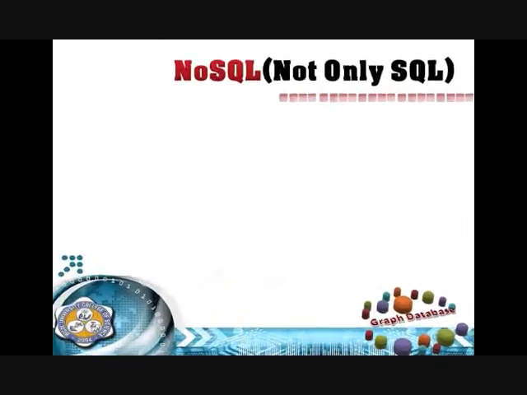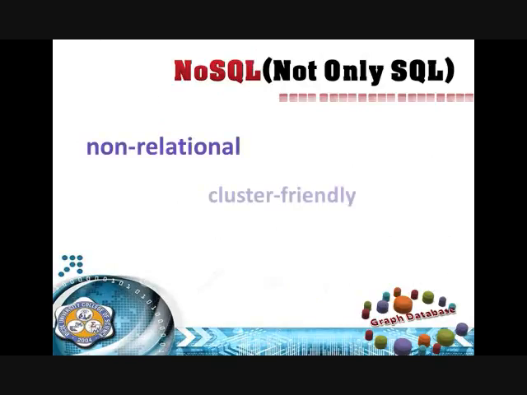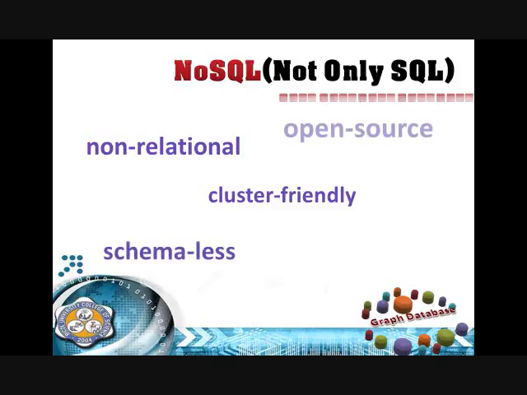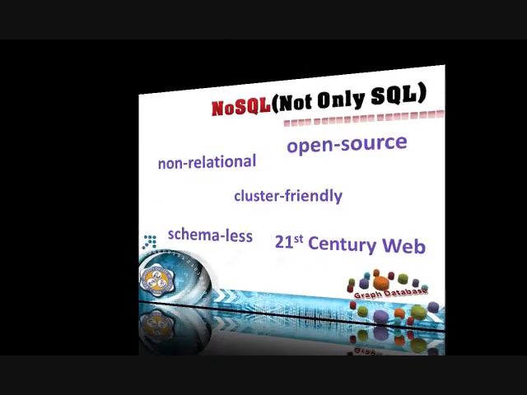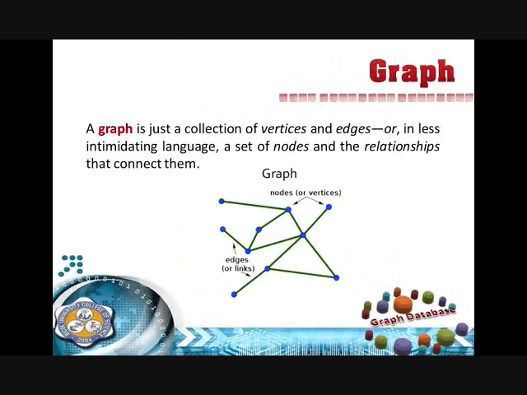NoSQL databases. NoSQL stands for not only SQL, obviously it is non-relational. It has the ability to run on large clusters, schemaless, and most NoSQL databases are open source. It is known also as the 21st century web. Okay, so it does not consist of tables and entries like relational database management systems.